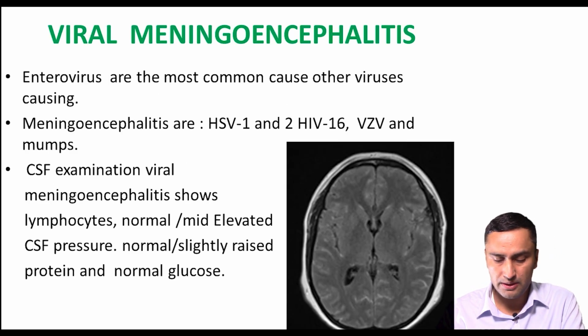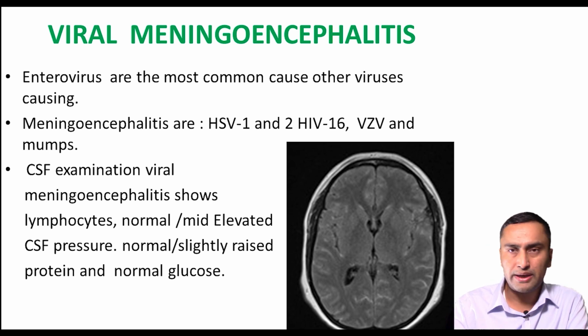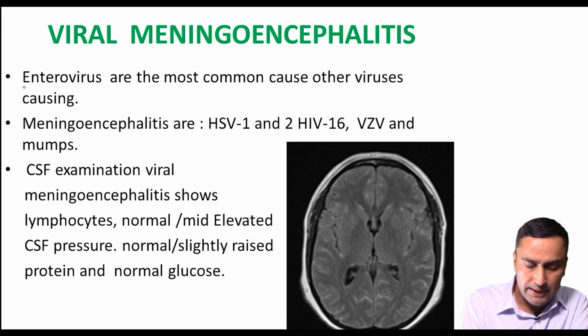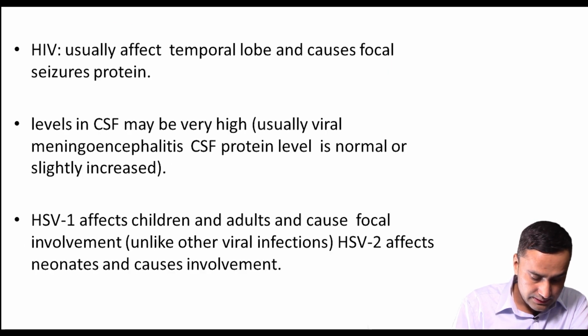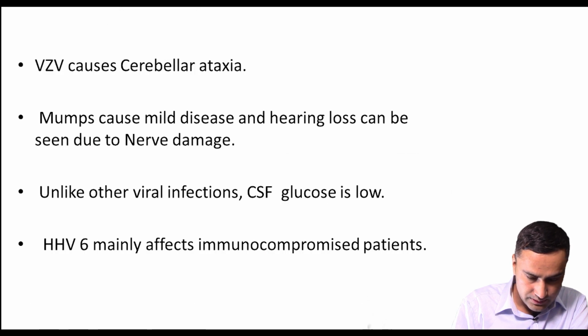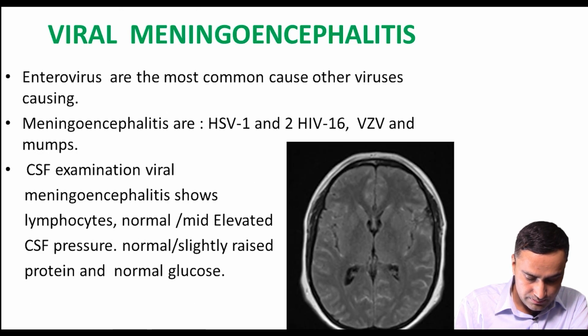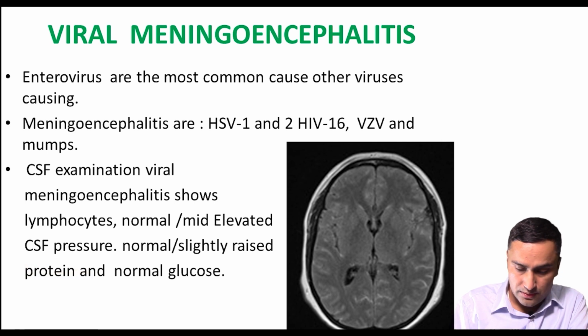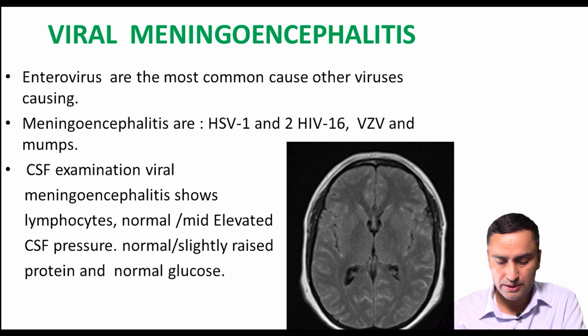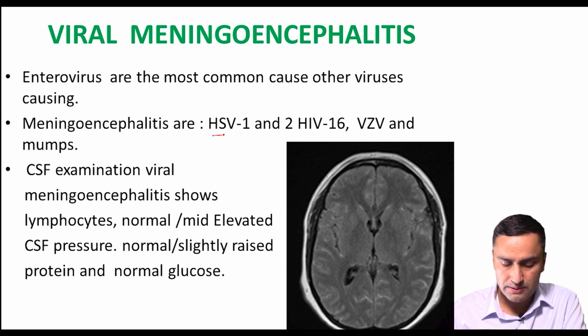So let's talk about viral meningoencephalitis. What is the most common organism causing viral meningoencephalitis? You should know it is the enterovirus. The enterovirus is the most common organism causing meningitis. Other viruses causing meningoencephalitis are herpes simplex virus 1, herpes simplex virus 2, HHV-6, varicella zoster virus, and mumps.